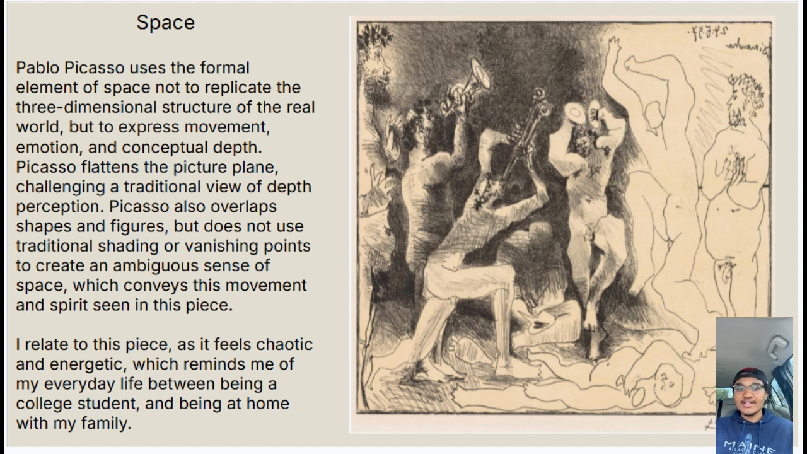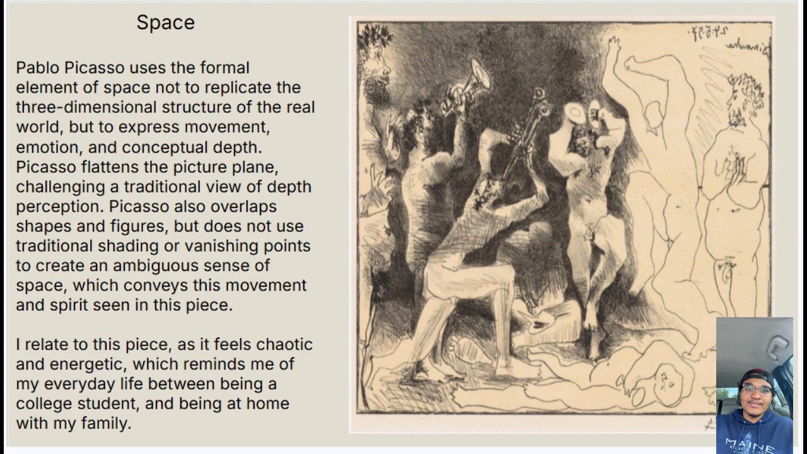The reason why I chose to do this and the way it connects to my life is I come from a very large family, and the emotion and chaotic element of this piece really makes me feel at home, being at home with my various siblings, my parents, my aunts, my uncles. It makes me feel that chaos and emotion that I feel every Thanksgiving and Christmas and family reunion that we have.